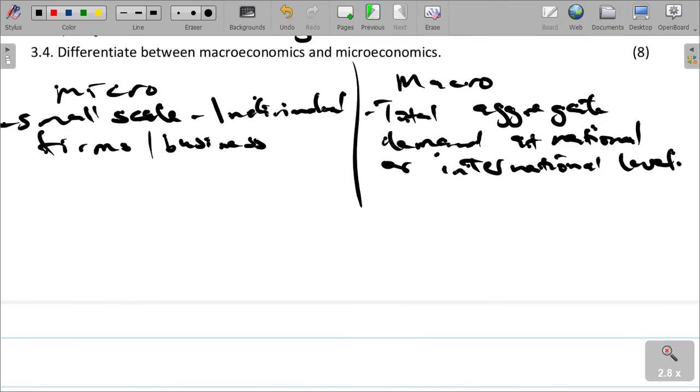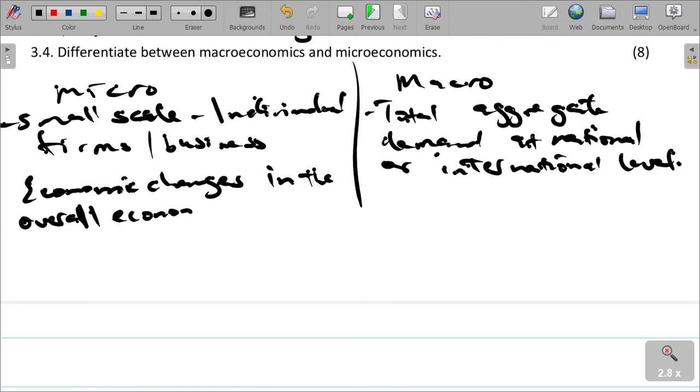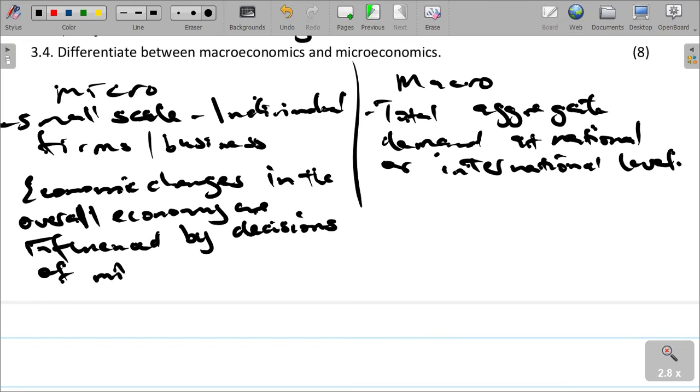In terms of macro, economic changes in the overall economy are influenced by decisions of millions of individuals and of businesses.